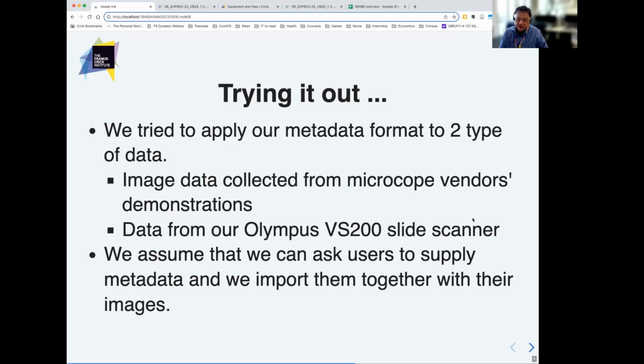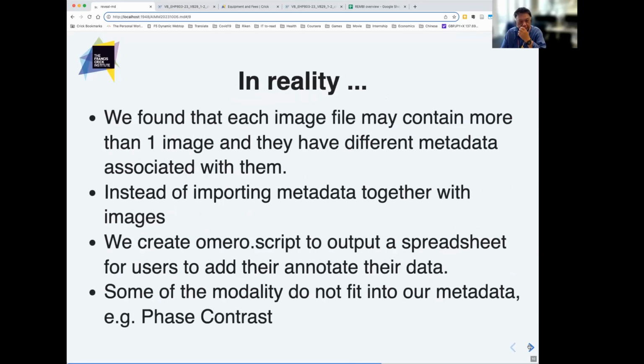So that was the assumption, and that was the thing that we tried out. In reality, we found that there's a lot of problems with that. One is that each image file may actually contain more than one image, and they have different metadata associated with them. And so we found that we can't just import the metadata together with the image. So what we can do is to post-process the data.